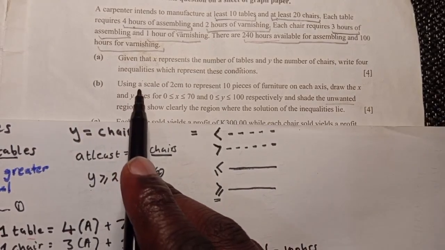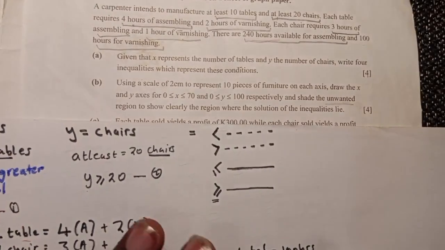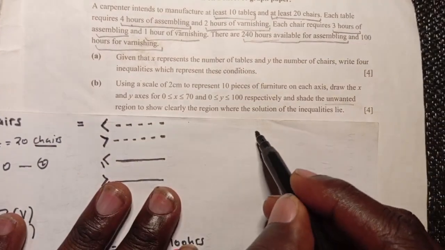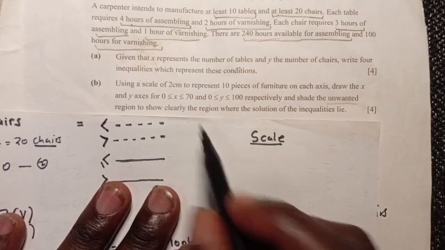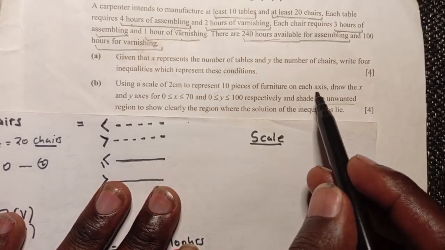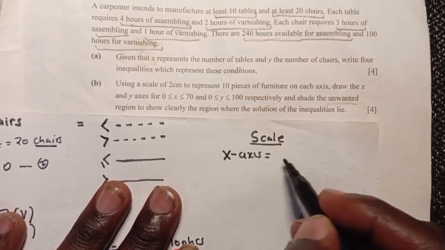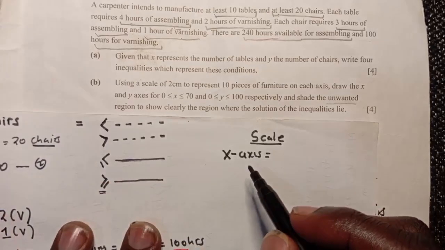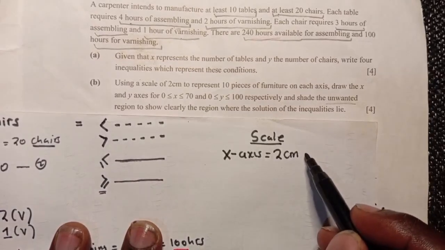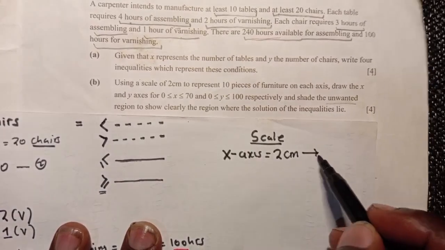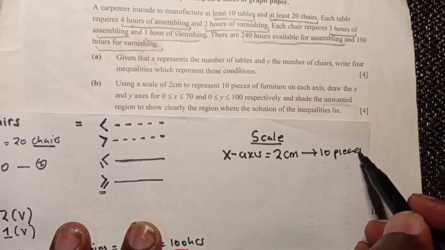So it says, using a scale of 2 centimeters to represent 10 pieces of furniture on each axis. Okay, so let's work out the scale first. We understand what the scale means. It says on each axis, so let's start with the x-axis. On the x-axis, we are saying that 2 centimeters is equal to 10 pieces.